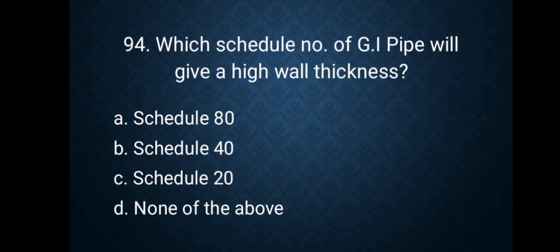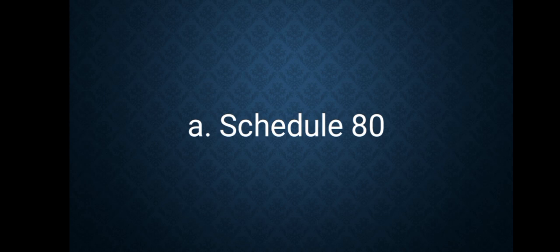Number 94. Which schedule number of GI pipe will give a higher wall thickness? Para man diba ang choices? Schedule 80, schedule 40. Ang answer niya is A, schedule 80. Kay, for schedule 40, the wall thickness is 0.091 in, 2.31 millimeter. And for schedule 80, wall thickness is 0.126 in, 3.20 millimeter. So therefore, A.